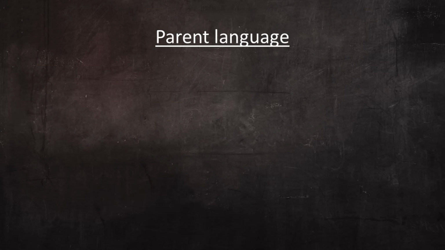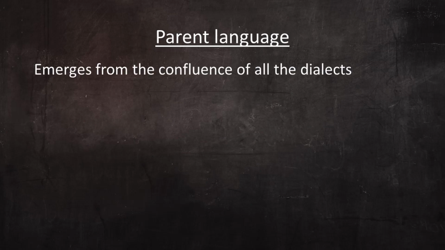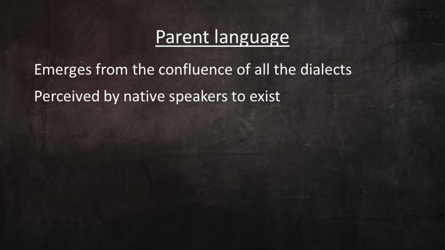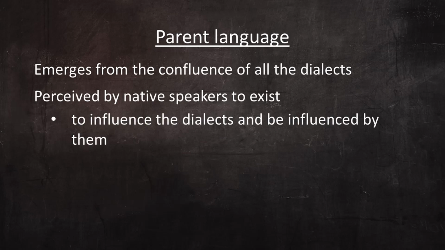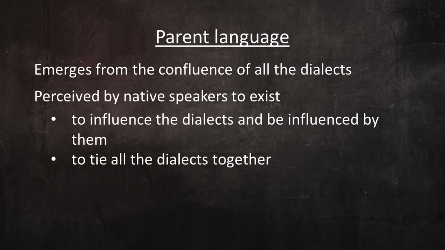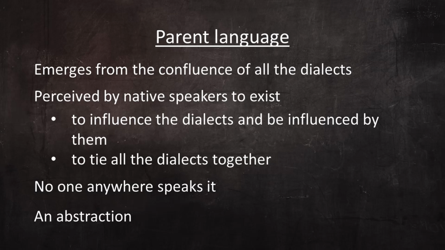A reasonable viewpoint is that the parent language they all share emerges from the confluence of all the dialects. It's perceived by native speakers to exist, to influence the dialects and be influenced by them, and to tie all the dialects together. And yet, no one anywhere actually speaks it or has ever spoken it as a native dialect, nor could they, since it's ultimately an abstraction.